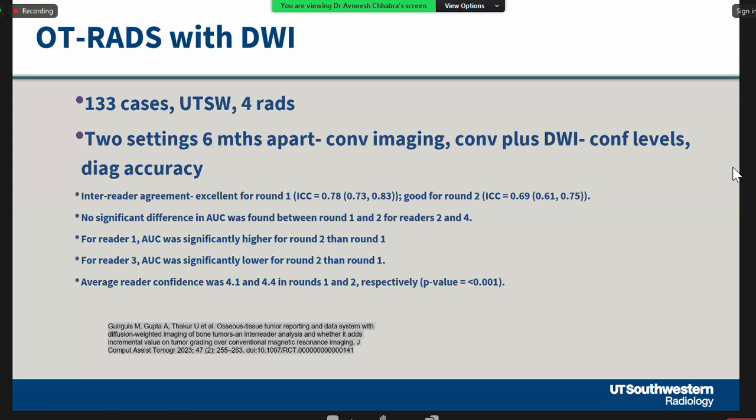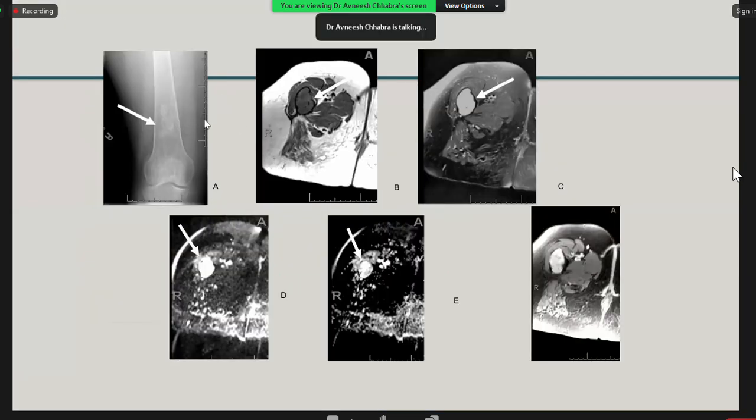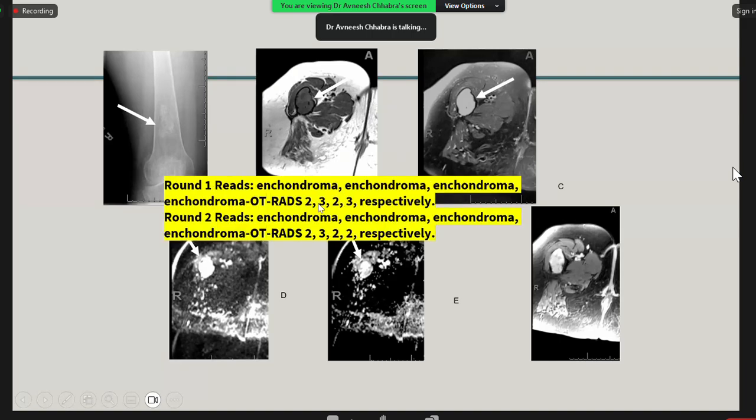So here you can see it's another enchondroma. It shows some sort of deeper scalloping and is very bright on ADC and has diffuse enhancement on contrast. So in round one, everybody said 2, 3, 2, 3. Now in round two, one of them changed. It changed to 2 again. So more of them said benign, and this was a benign lesion. This was just an enchondroma.